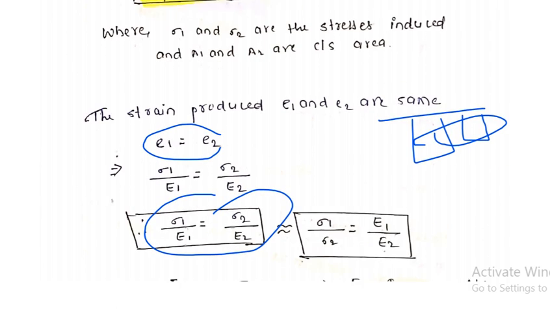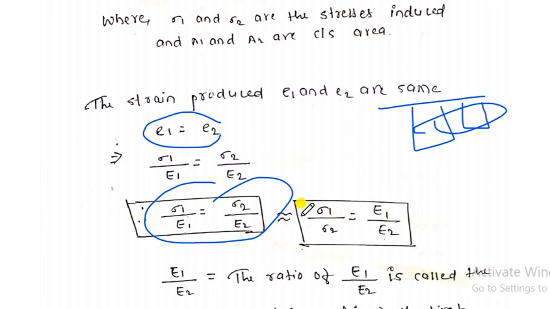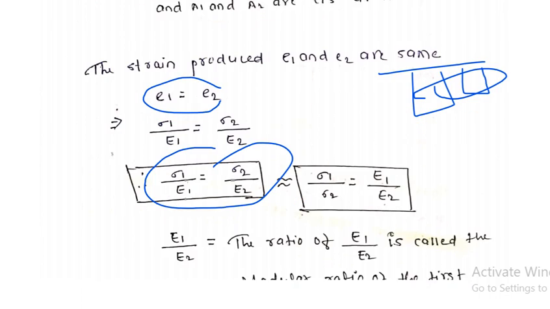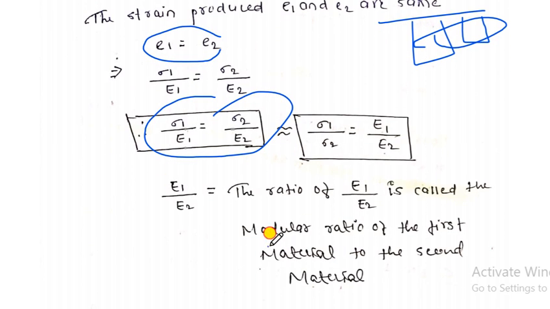So let's see. My dear friends, this equation can be written as sigma 1 by sigma 2 is equal to E1 by E2, and E1 by E2 is also called the modular ratio. Sometimes multiple choice questions may be asked, so you have to know all these things. E1 by E2 is nothing but the Young's modulus of bar 1 by the Young's modulus of bar 2, also known as the modular ratio of the first material to the second material, whether it is bar 1 or bar 2.